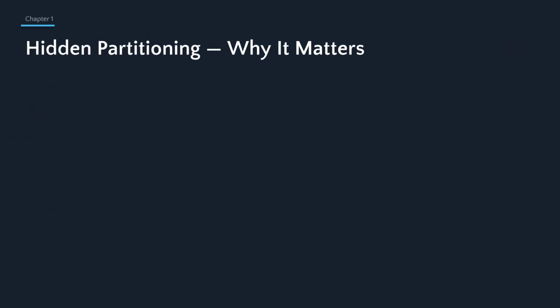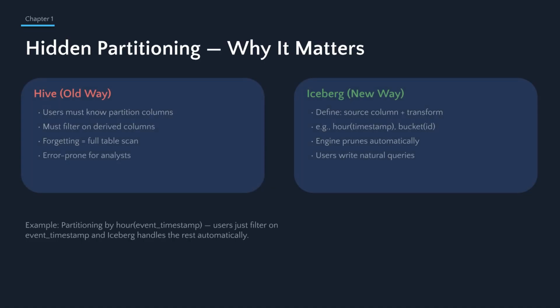Hidden partitioning in Iceberg matters because the old Hive way forced users to know and filter partition columns, making it error-prone and leading to costly full table scans when forgotten. Iceberg defines partitioning via source column plus transform, so the engine prunes partitions automatically based on natural user queries.